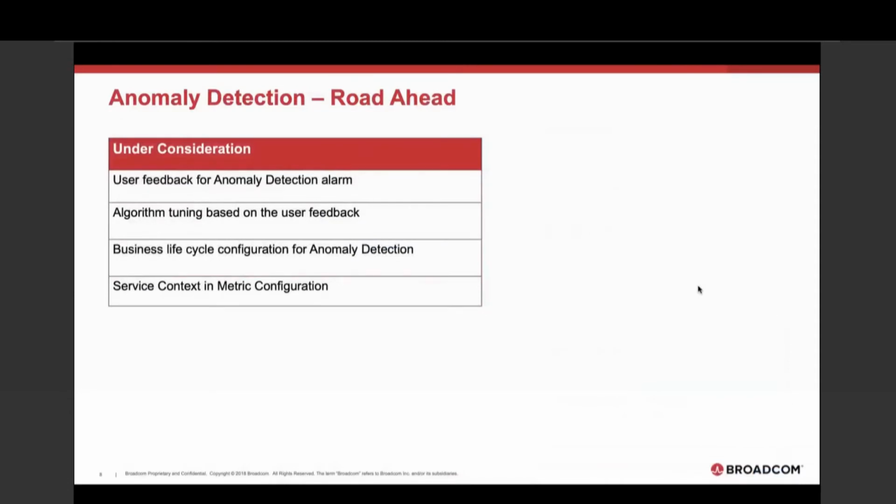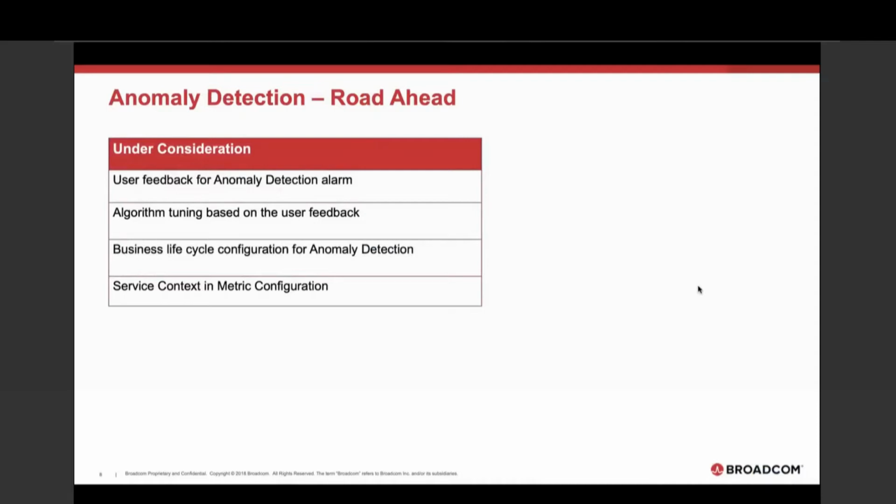Now, road ahead, what are we planning next for anomaly detection? These are a few things, not necessarily in the order of priority, but these are a few things which are under consideration for the next PI for us to work on.